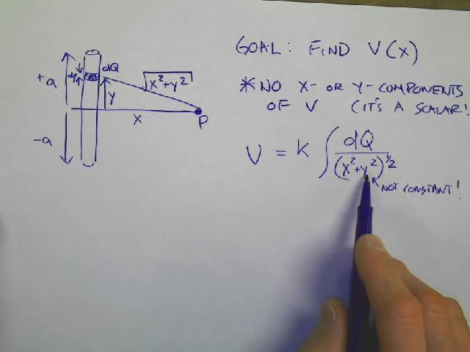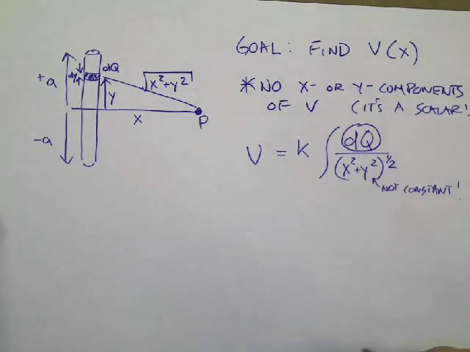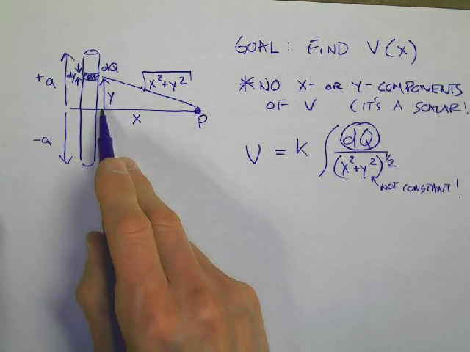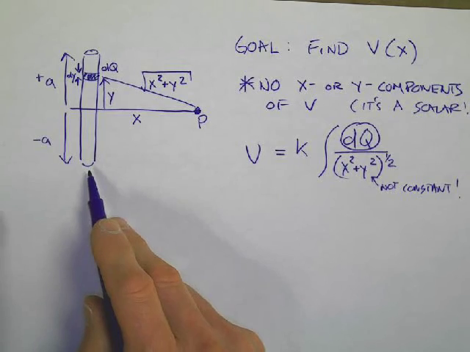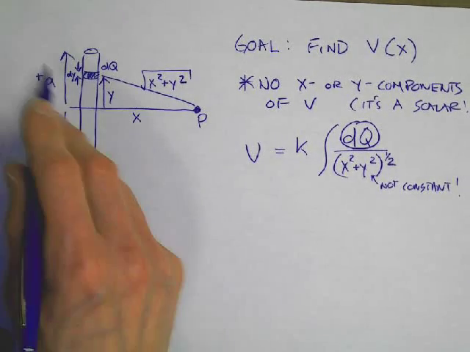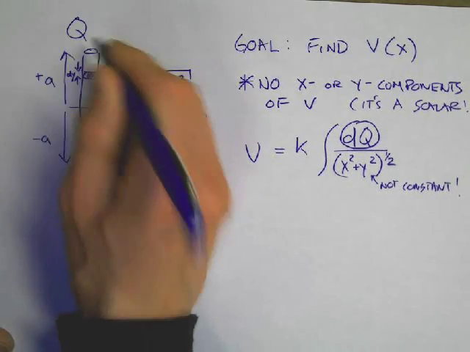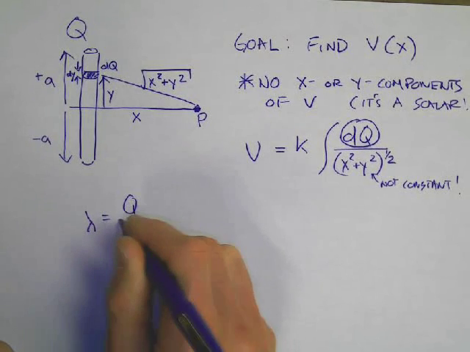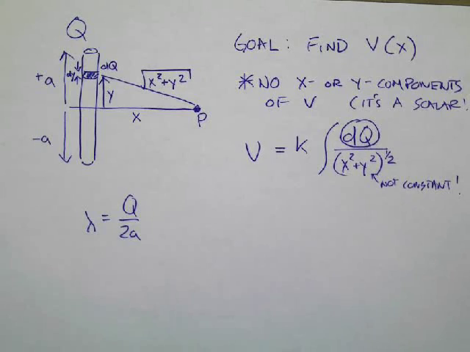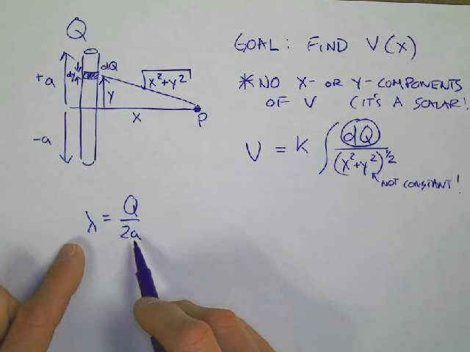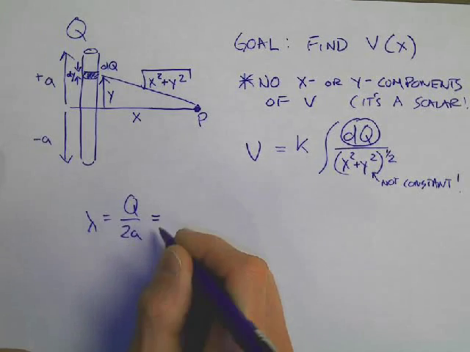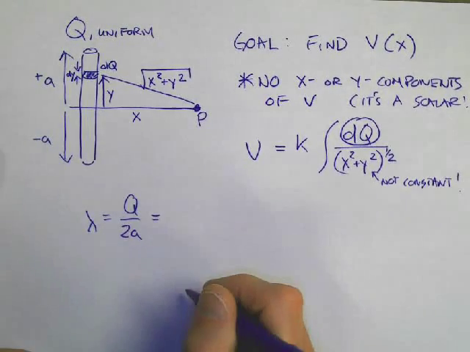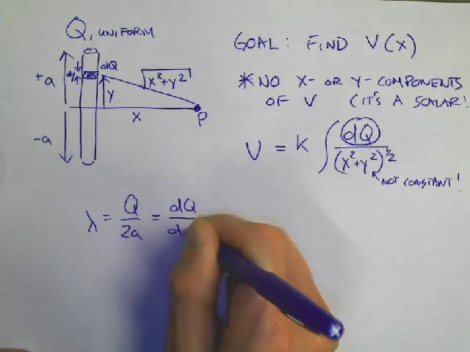I hope that what you're thinking about is I want to get rid of this dq and replace it with something like dy, because I can let y range from plus a to minus a. So I'm going to do something off to the side here. If you take this rod and say that it has some total charge on it, q, then that charge density lambda is equal to the charge divided by the total length. So lambda is q over 2a. And since we're saying that this is uniform, we can set that equal to dq/dy.